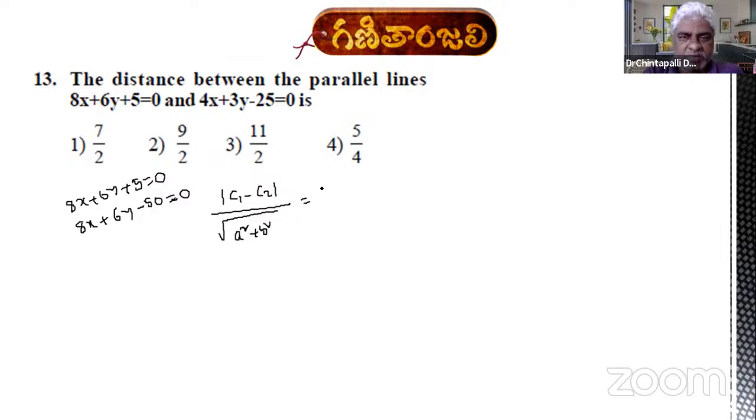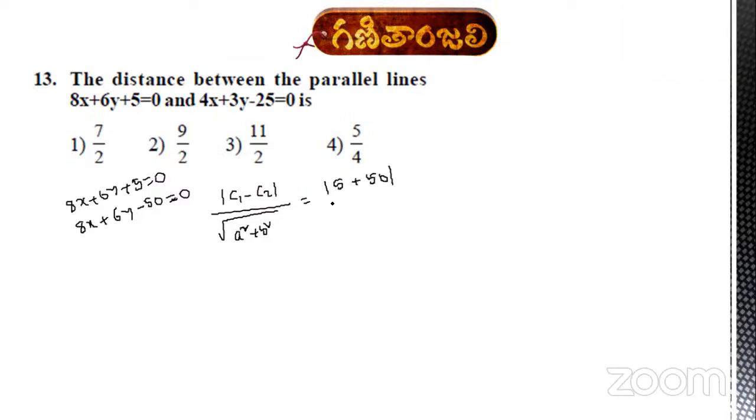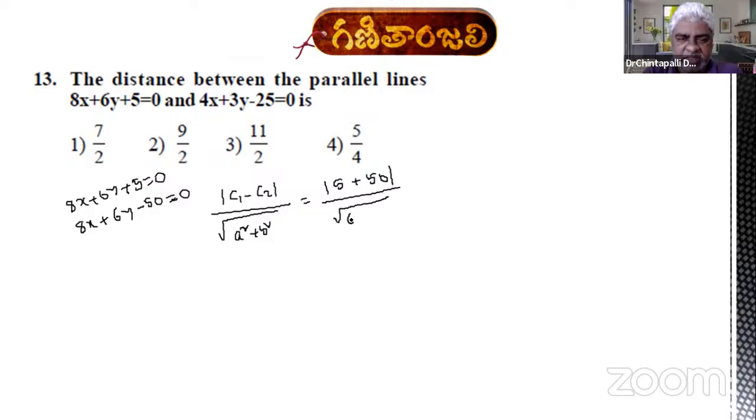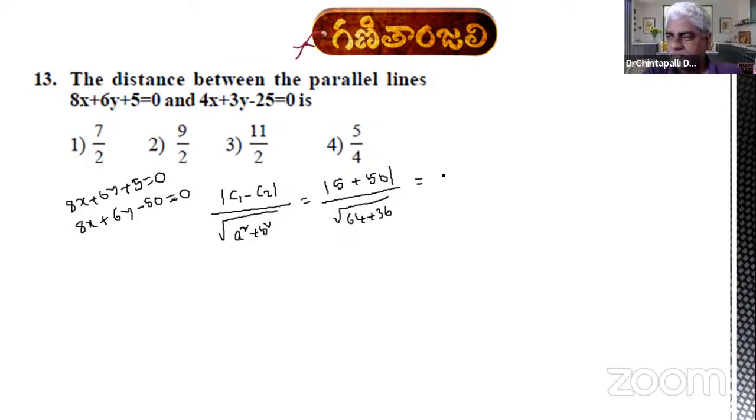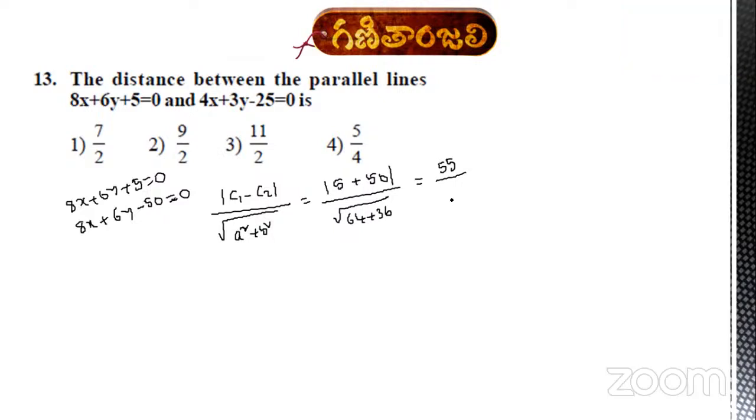Mod of c1 minus c2 means 5 minus of minus 50. That is plus 50, so 5 plus 50 is 55, over the square root of 64 plus 36. If it is not negative, we need not use modulus. Modulus is used to express that the value is positive.